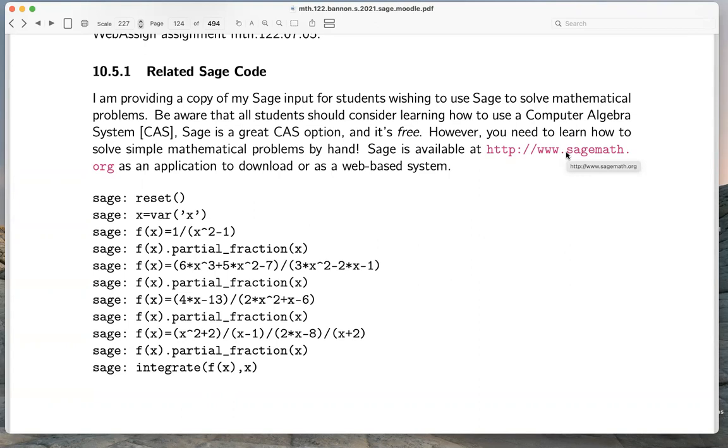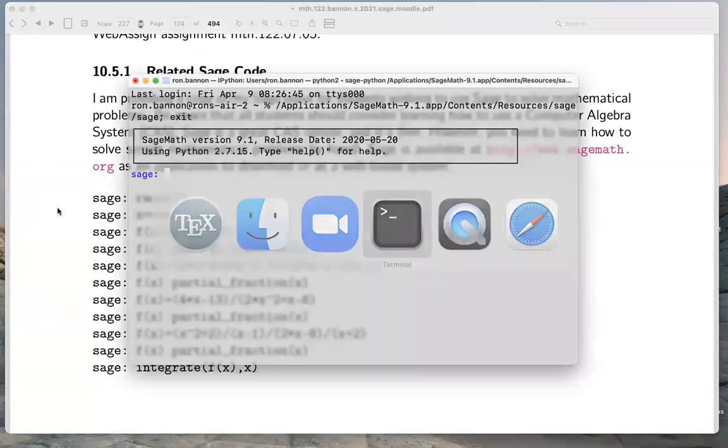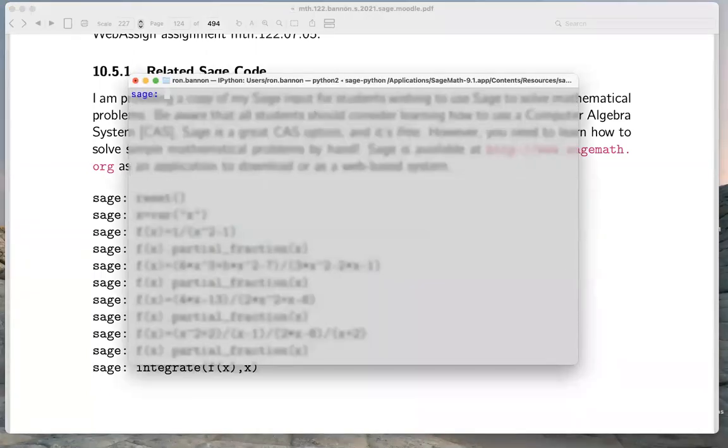If you have any issues related to what we're talking about, you should feel more than welcome to come by and discuss it with me. Let me go to my instance of Sage and give you a moment to do that. Let me clear the screen so you don't see that there. And I'm just going to start typing this stuff in.